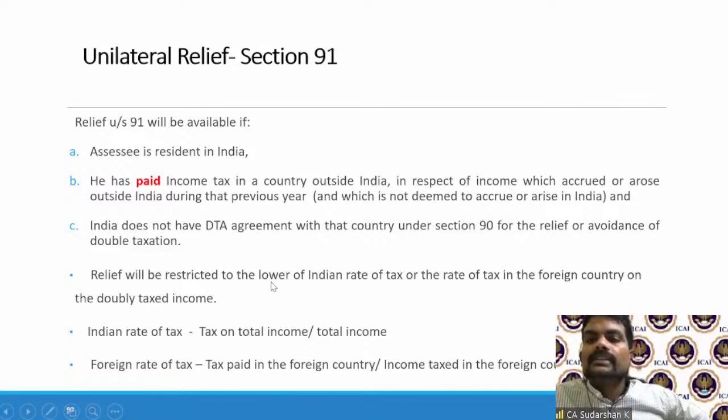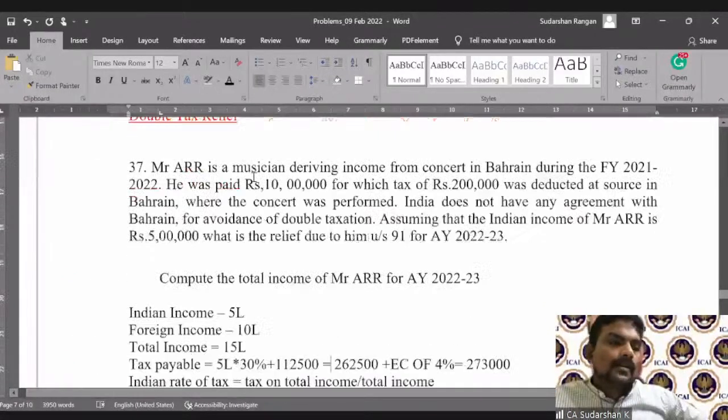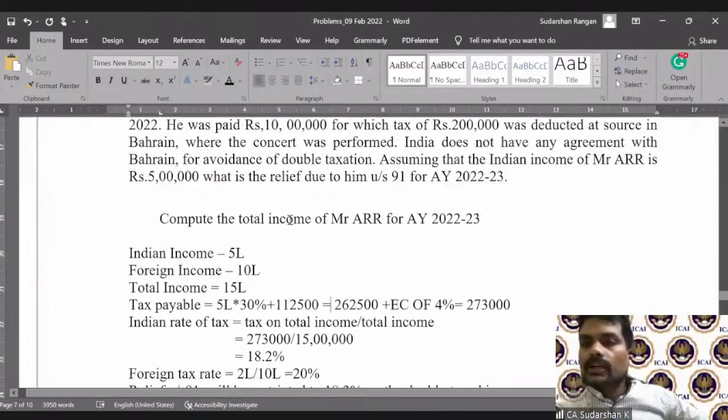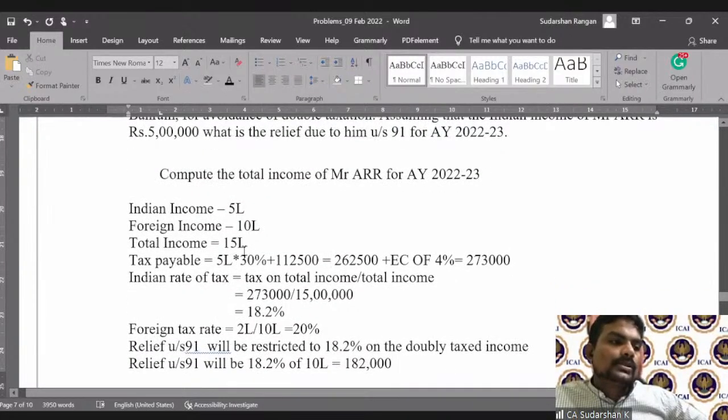So relief will be restricted to the lower of the Indian rate of tax on the doubly taxed income. So I will repeat again. First, find out the total income of the Indian resident. Indian income, and I have a foreign income of 10 lakhs. My total income comes to 15 lakhs. Find out the tax, which will also include the education cess. My total tax payable works out to 2,73,000.